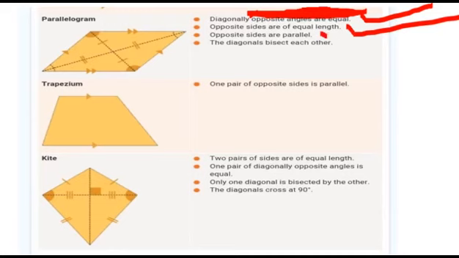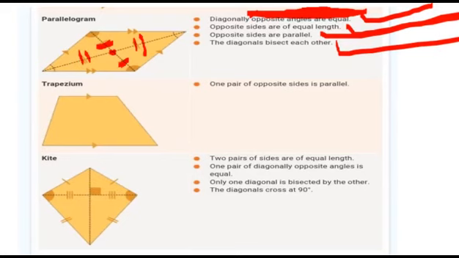Opposite sides are parallel. That is the basic requirement for a parallelogram, and the diagonals bisect each other. We found this property in square as well as in rhombus as well as in a rectangle. This bisection property means that the diagonals divide each other into equal halves. That is, if this is considered the center point, then this half and this half are equal. This half and this half are equal to each other.